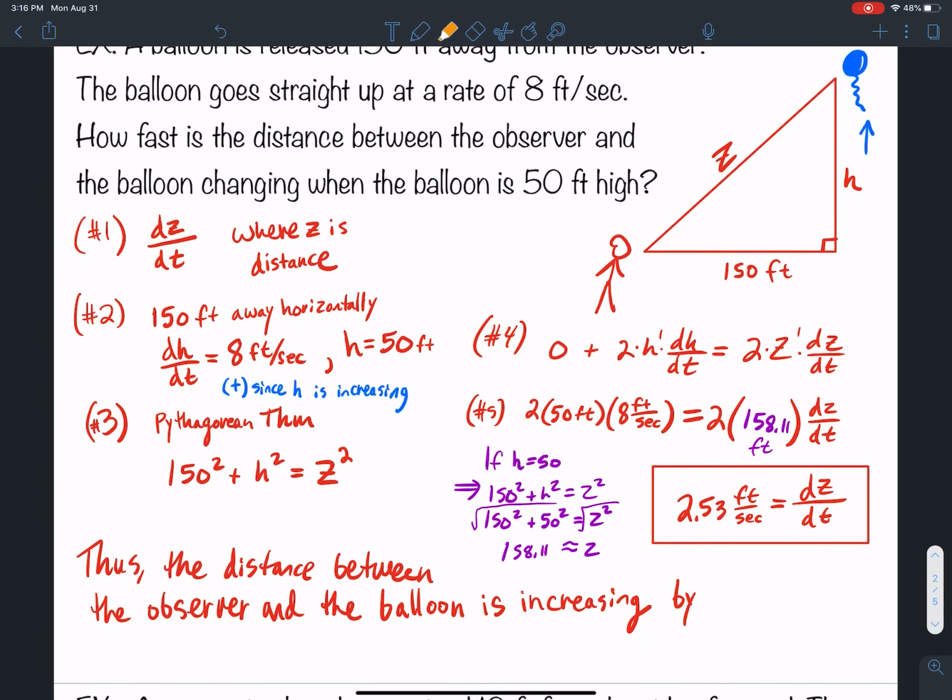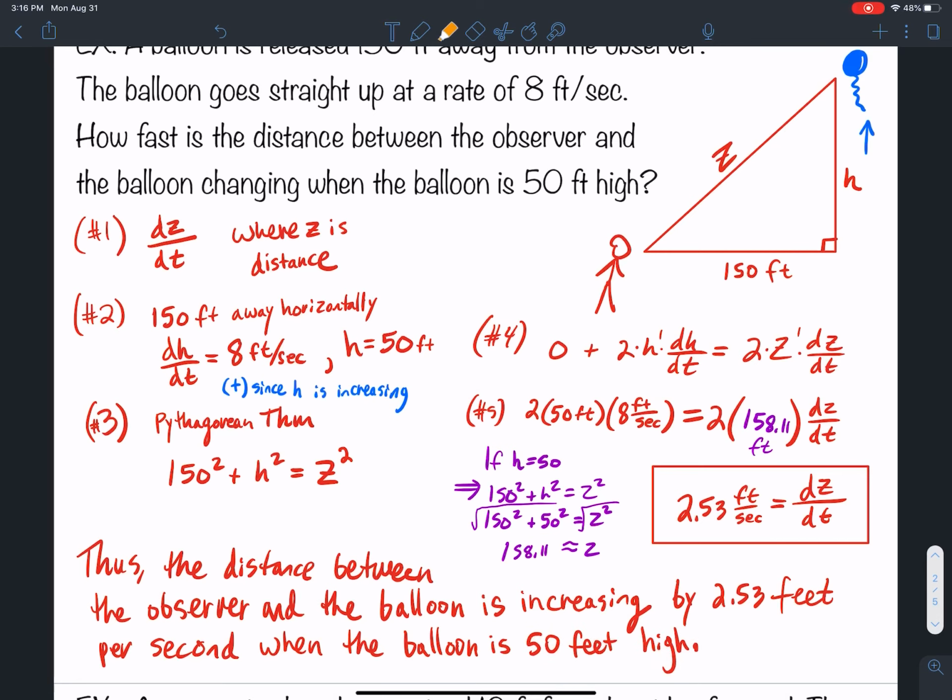Thus, the distance between the observer and the balloon is increasing. How do we know it's increasing? The derivative is positive by what? 2.53 feet per second. I don't just put it like that. I say per second. When the balloon is where? When the balloon is 50 feet high. Okay?